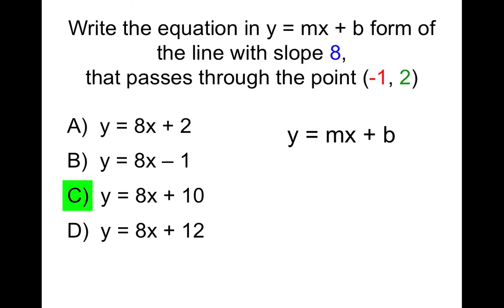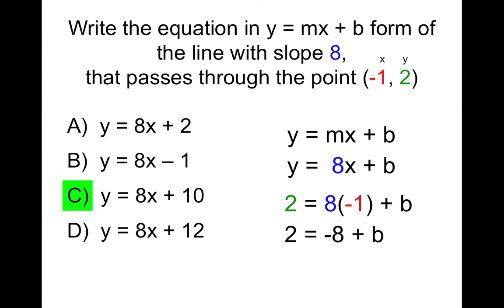We start with y equals mx plus b form. The problem tells us that the slope is 8, so we'll substitute in 8 for m. We still need to find the y-intercept, so we're going to use the point that we know is on the line, (-1, 2), and substitute those in for x and y. 8 times -1 is -8, and then we can add the 8 to both sides to determine that the y-intercept is 10. Therefore, the equation of the line is y equals 8x plus 10.